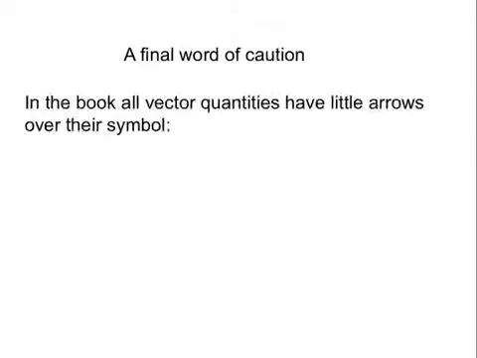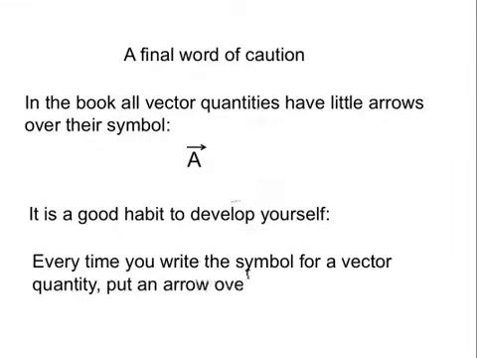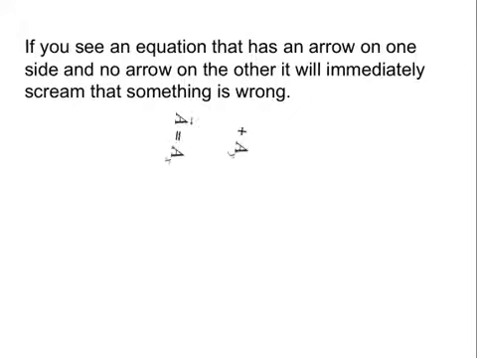A final word of caution. In the book, all vector quantities have little arrows over their symbol. It is a good habit to develop yourself. Every time you write the symbol for a vector quantity, put an arrow over it. If you see an equation that has an arrow on one side and no arrow on the other side, it will immediately scream that something is wrong.